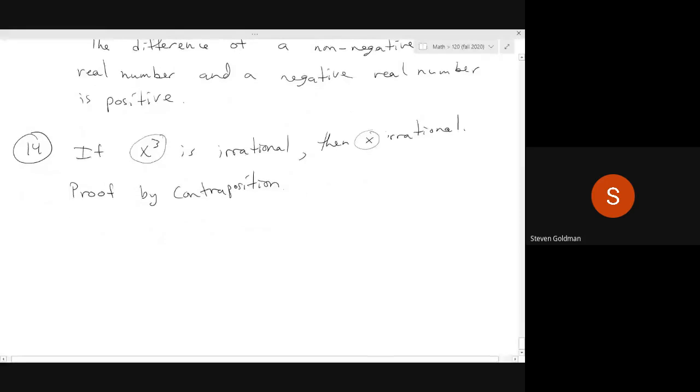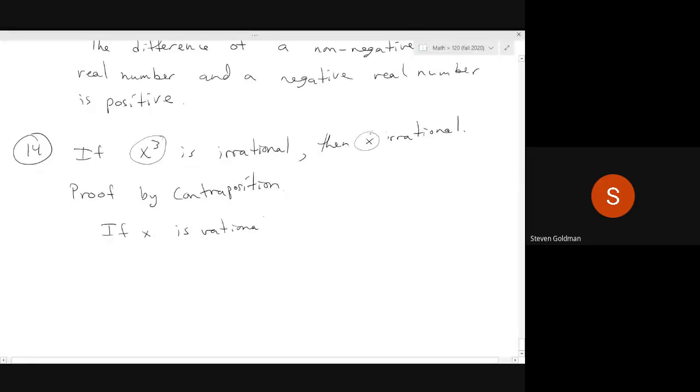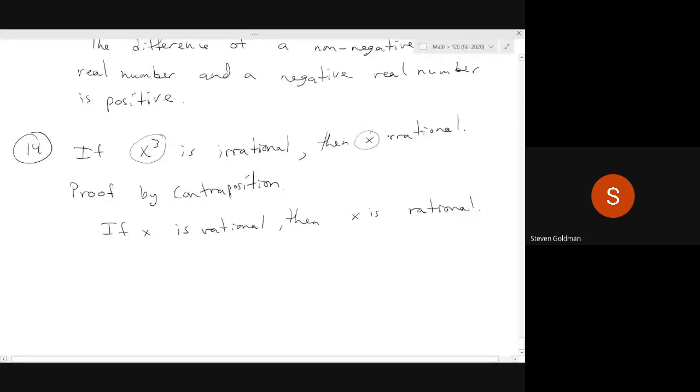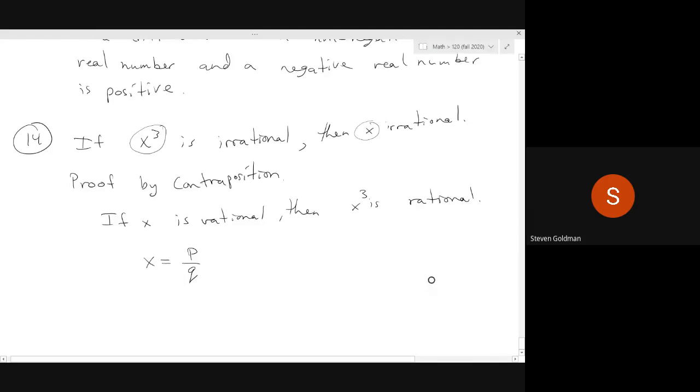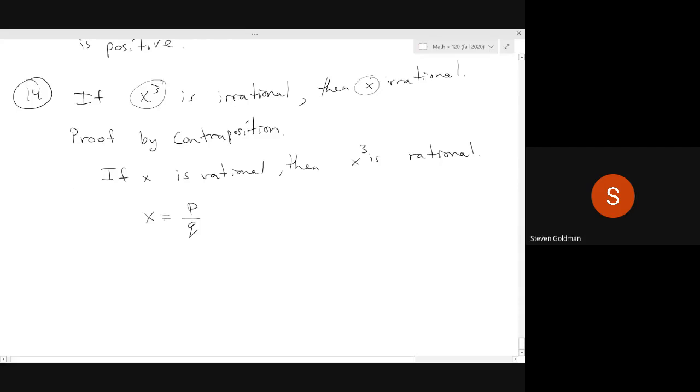Okay. So the contrapositive would be the statement: if x is rational, then x cubed is rational. Okay, we're going to prove this statement by direct proof. So if we assume x is rational, then x equals p over q, where p and q are integers, and q is not equal to 0. I'm not going to write the whole thing out, but you should write that out.